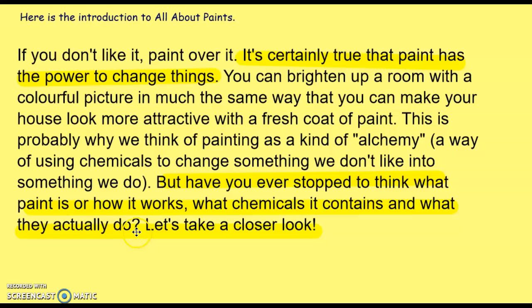So there we have a question. Okay, so it's questioning the reader and asking them, do they know this information? If they don't, then they need to read on. And it's also got the sentence, let's take a closer look. Okay, so that's what makes that introduction successful.